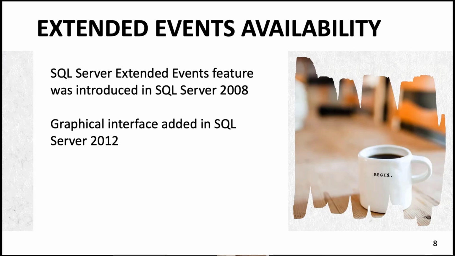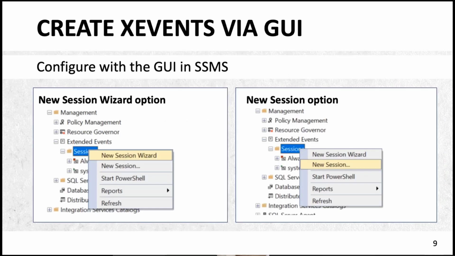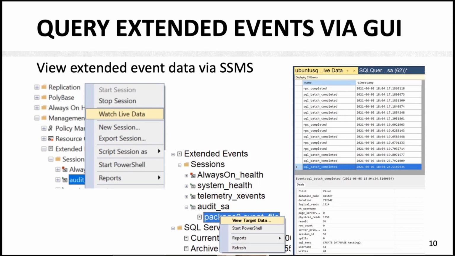XEVENTS was first available in 2008, and then in 2012 they added a GUI which helped make it easier to use. To create an extended event, you go in the GUI and you can choose New Session Wizard, which is going to walk you through all the options, or New Session, which is just a dialog box, and you just fill out what you need. Once we have the XEVENT set up, you can watch the live data right from the GUI, and this is going to show you the events that were captured. It might not show anything if you have your XEVENT filtered in such a way that it's not capturing stuff, or it could show a lot, and it might be surprising how many things are going on behind the scenes that SQL Server is doing.